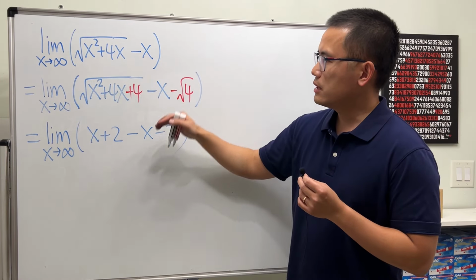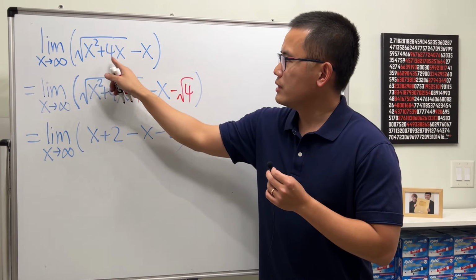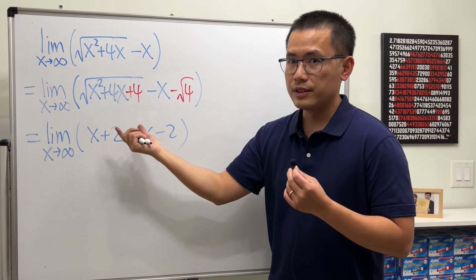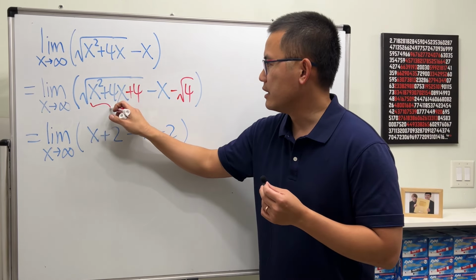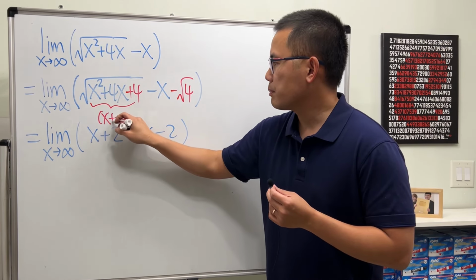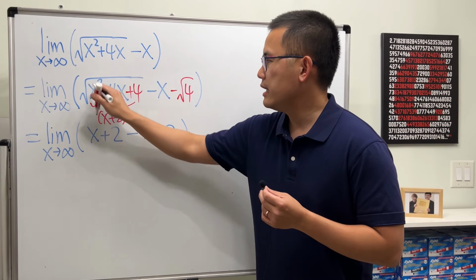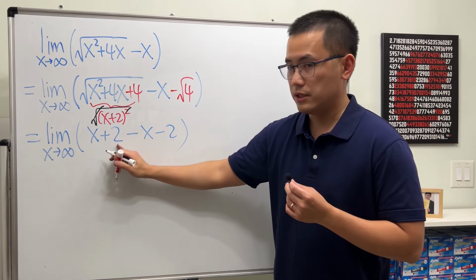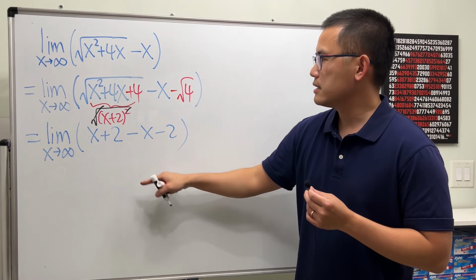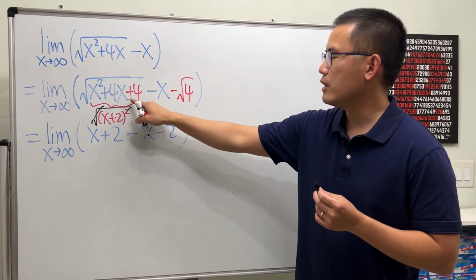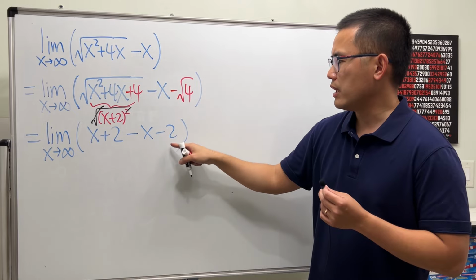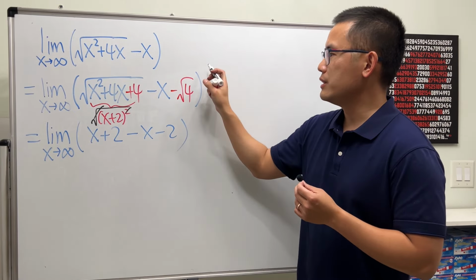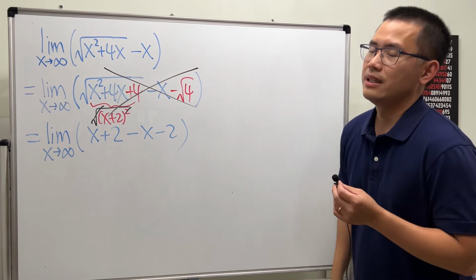So what you did is, well, I think you noticed that the inside is almost a perfect square, so you added the 4 so you can complete the square. If you do that, the inside turns out to be x plus 2 squared, and then with the outside square root, they cancel, so you end up with this. And then minus x, and because you added the 4 here, you subtract the square root of 4 here, and you end up with 2. However, this step is actually not correct.